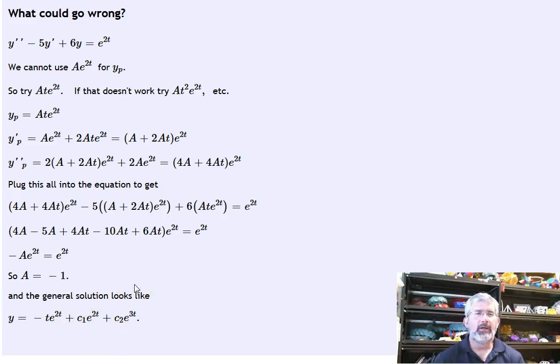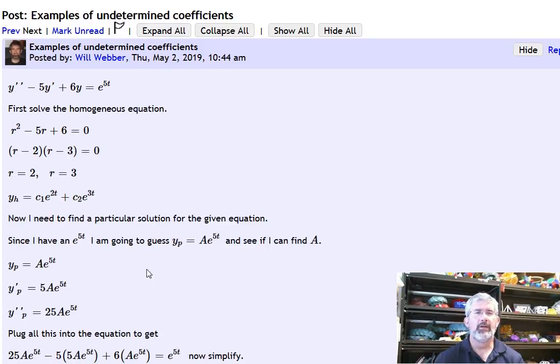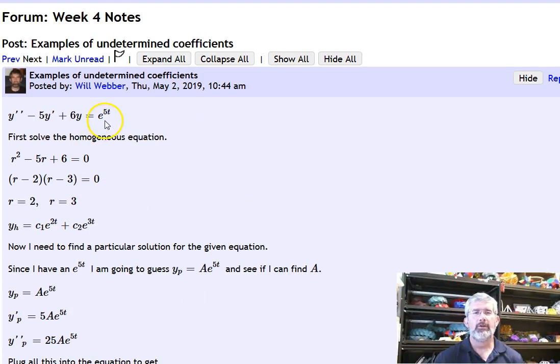Why do you just multiply by t? Well, as I said, next week we'll look at another method for solving these problems that's more general. This method of undetermined coefficients is very specific. When the thing over here is a polynomial, you're going to guess a polynomial. When the thing over here is an exponential, you're going to guess an exponential. Unless, of course, that exponential is part of the homogeneous solution, in which case you're going to multiply by t or t squared.